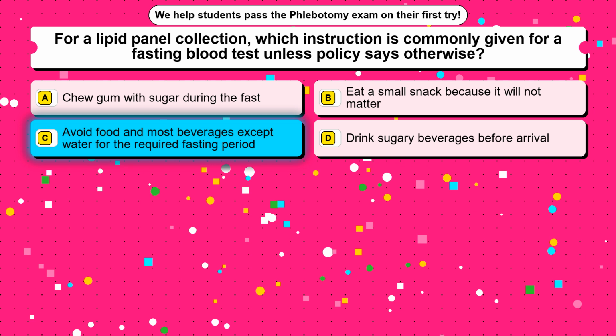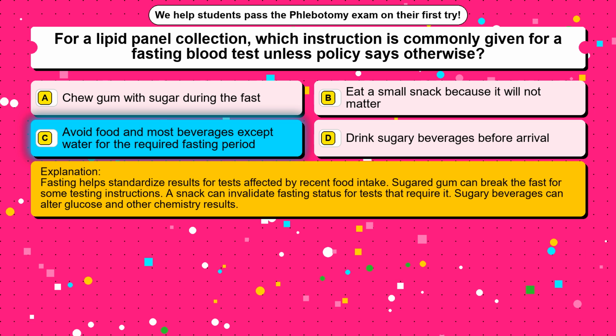Avoid food and most beverages except water for the required fasting period. Fasting helps standardize results for tests affected by recent food intake. Sugared gum can break the fast for some testing instructions. A snack can invalidate fasting status for tests that require it. Sugary beverages can alter glucose and other chemistry results.